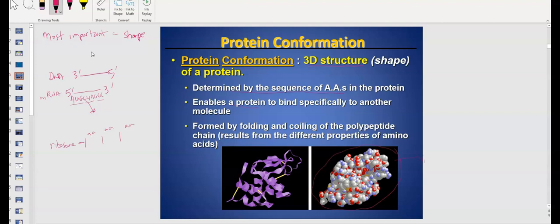So this is what we call the space filling model. This accounts for the orbitals of the atoms. And so you can kind of see, like, maybe there's a pocket right here that a molecule might fit in. This specific shape might be a shape that fits into DNA. So looking at these space filling models kind of gives scientists an idea of what its function may be.